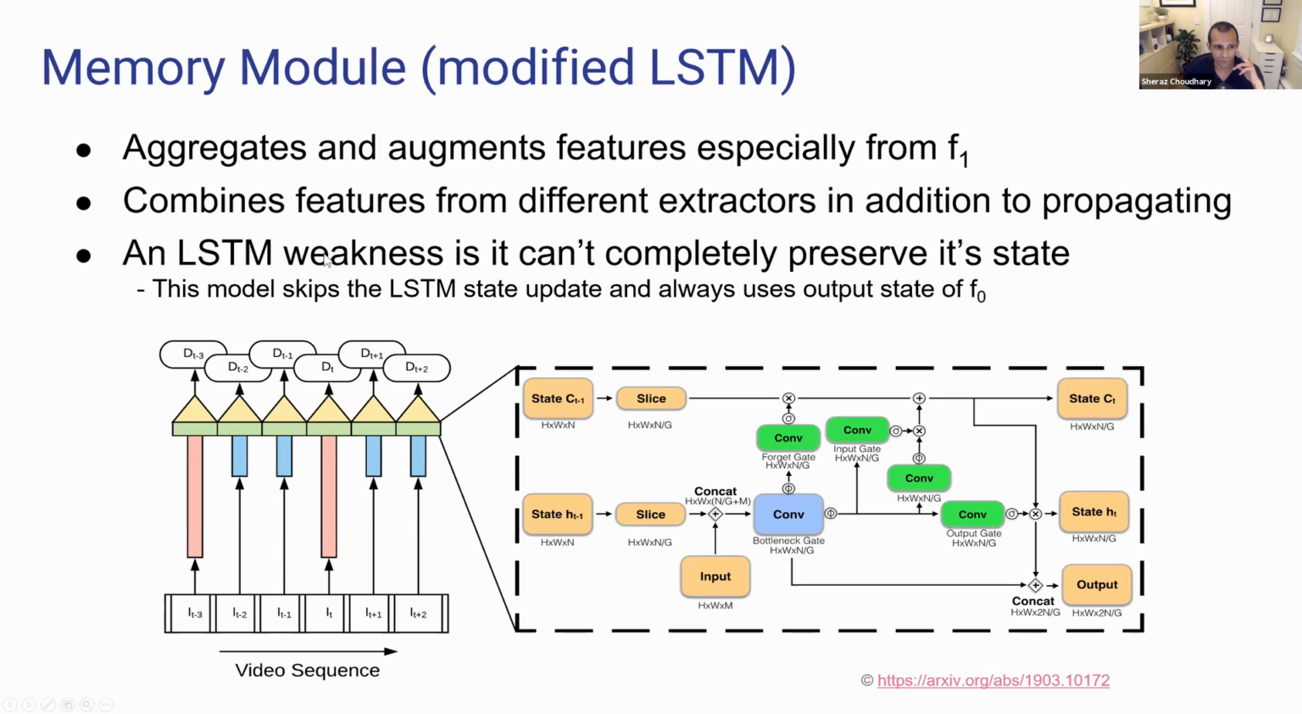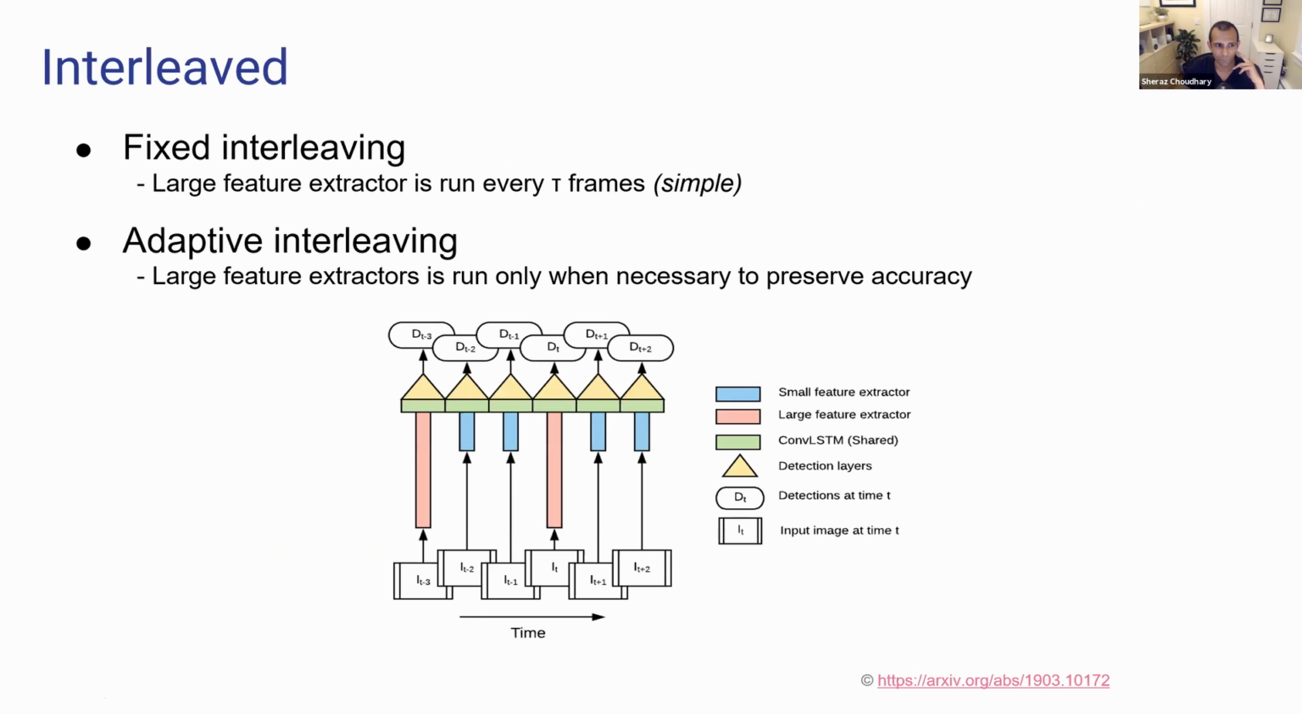One of the weaknesses of the LSTM is that it can't completely preserve its state and there is loss over time. The solution this model comes up with is it basically skips the LSTM state update and always uses the output state from the large model, the last large model that was run.